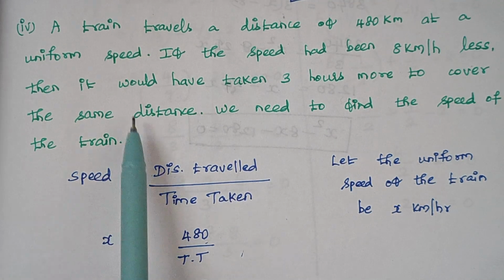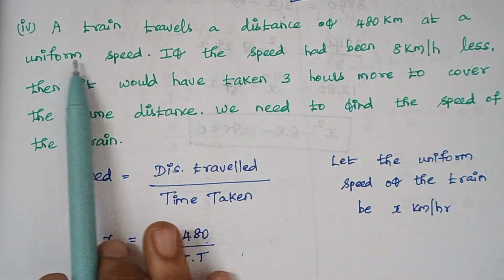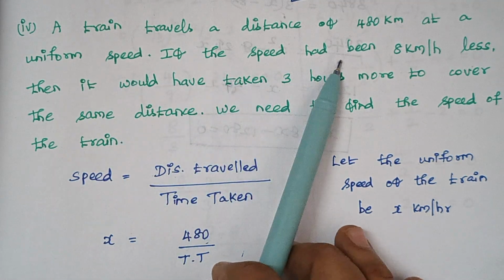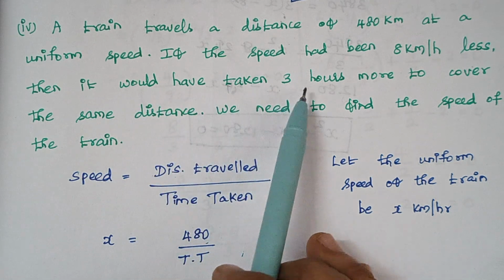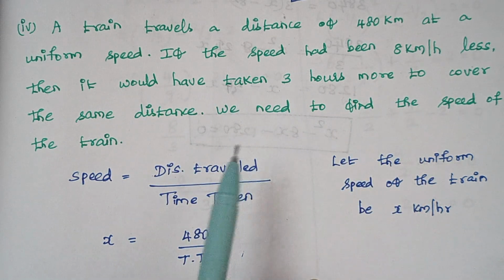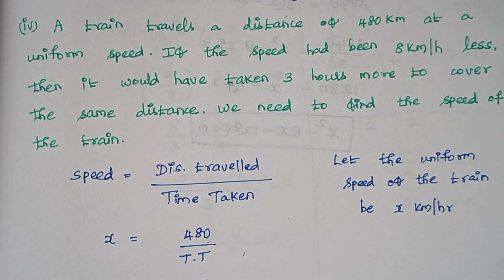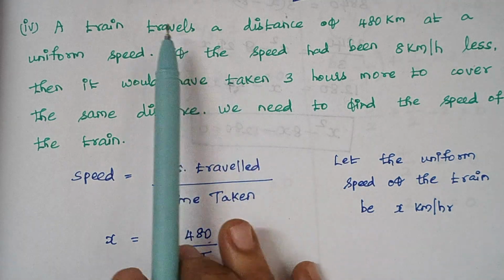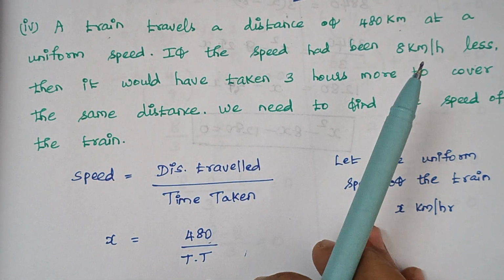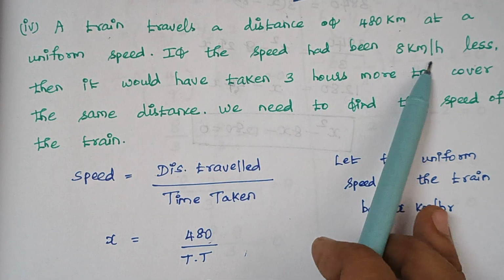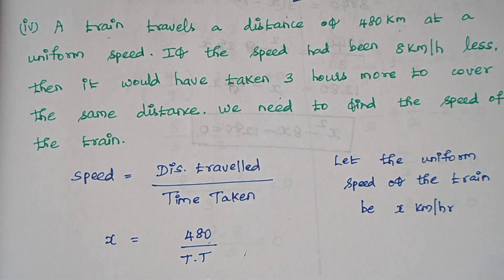Our fourth question. A train travels a distance of 480 km at a uniform speed. If the speed had been 8 km per hour less, then it would have taken 3 hours more to cover the same distance. We need to find the speed of the train. So here the given parameter is a train travels a distance of 480 kilometers at a uniform speed. Now, if the speed is reduced, then it will take 3 hours more time to travel the same distance.